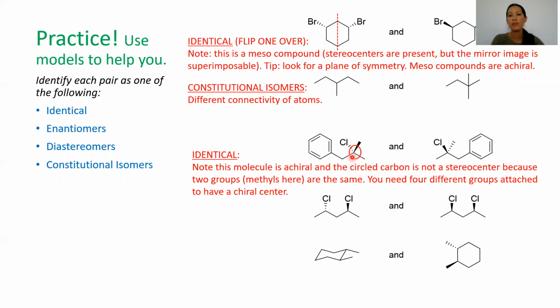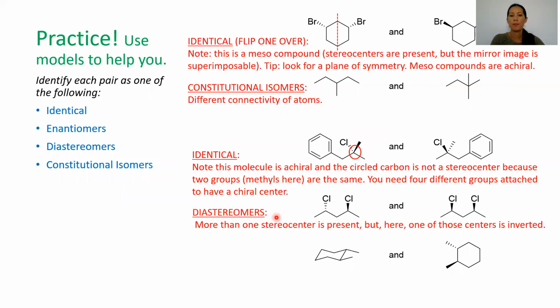Don't let the dash and wedge fool you, because I have 2 identical methyl groups. That's not chiral. I need 4 different groups on an sp3 center. So you could draw a plane of symmetry, but either way, you see there are 2 methyl groups. This is an identical compound to this guy on the right.